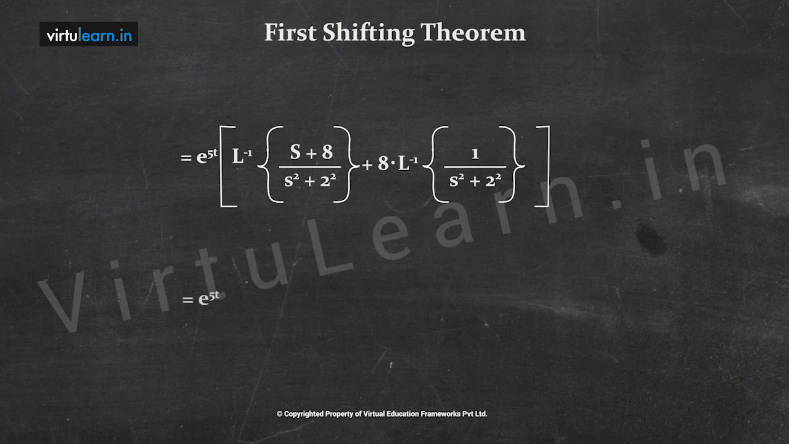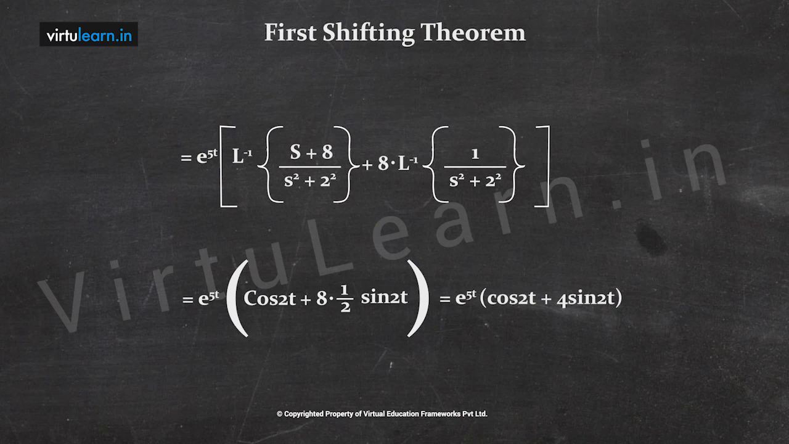The answer is e power 5t. From the basic formula, this is cos 2t and this is nothing but 8 into 1 by 2 sin 2t. Then from the basic formulas, as already explained, the final answer is e power 5t (cos 2t plus 4 sin 2t).